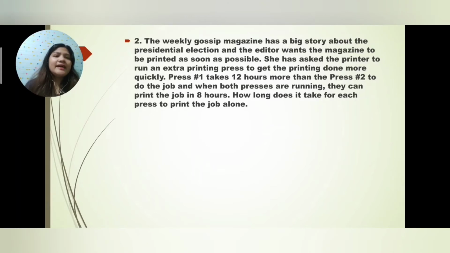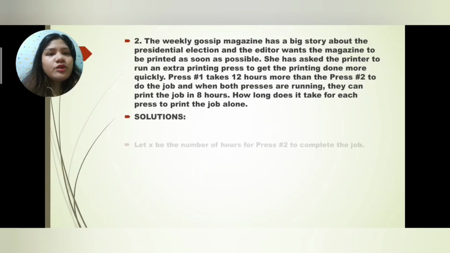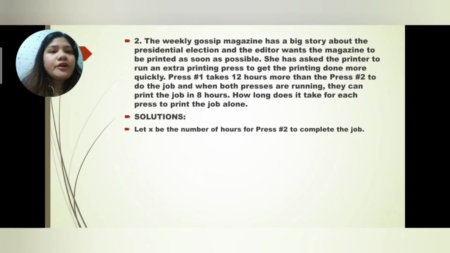So we are going to find the number of hours of each press na magagawa nila yung job nila alone. Then, given na yung press number 1, di ba? Kasi yung press number 1 daw, it takes 12 hours more than the press number 2. So, solutions, let X be the number of hours for press number 2 to complete the job. Kasi di ba, since yung press number 1, given na 12 hours more than the press number 2, so we will let X be press number 2.